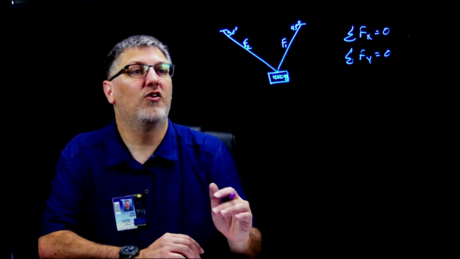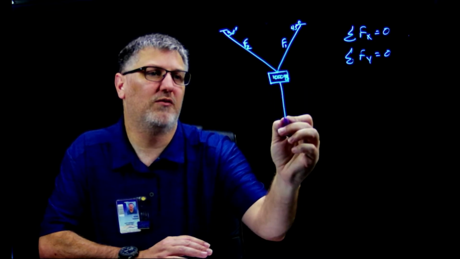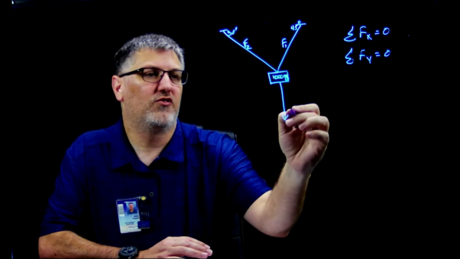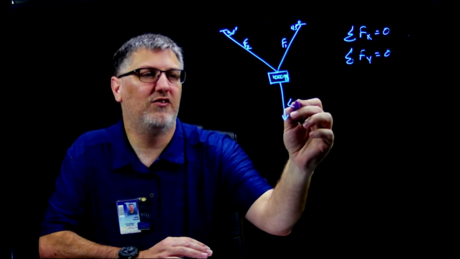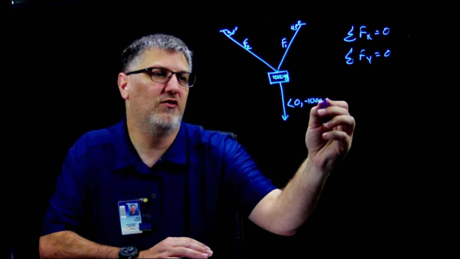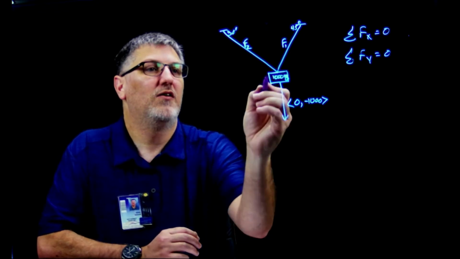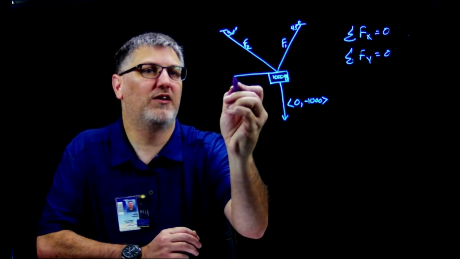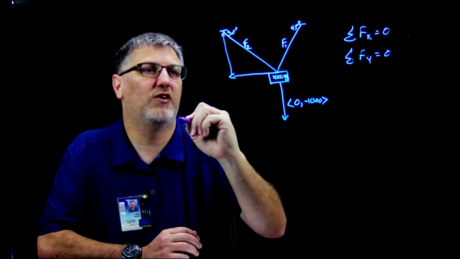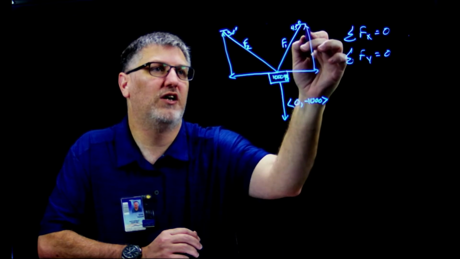All right, so the first thing I'm going to do is set up. Well, this 1,000 kilograms we know is getting pulled down by a force. So this vector right here is pretty easy. It's going 0 in the x direction and negative 1,000 in the y direction. So there's one vector. The other ones are here. We're going to break this down. I have an x component here and a y component here. I have an x component here and a y component here.